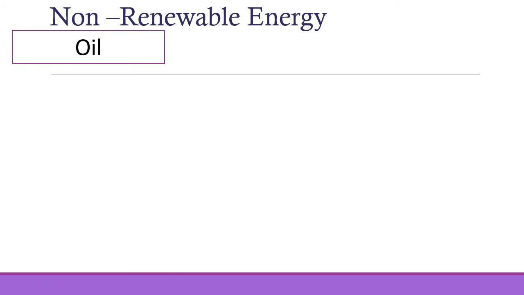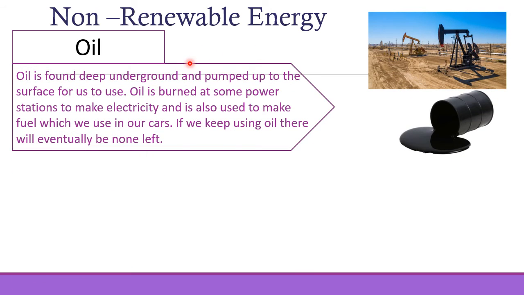Non-renewable energy. So here are some examples of non-renewable energy. We've got oil. Oil is found deep underground and pumped up to the surface for us to use. Oil is burned at some power stations to make electricity and is also used to make fuel, which we can use in our cars. If we keep using oil, there will eventually be none left.